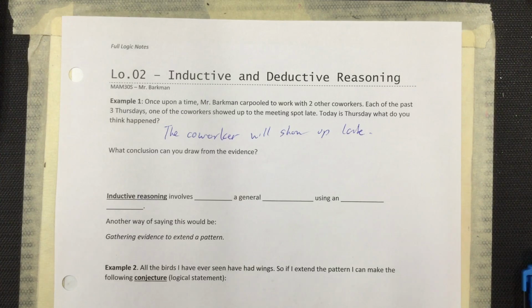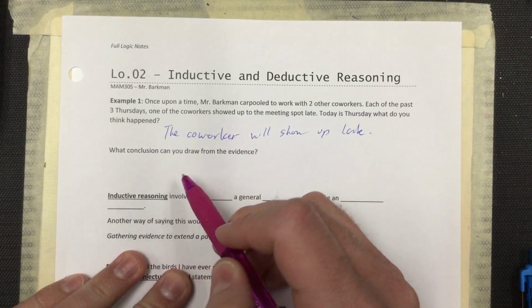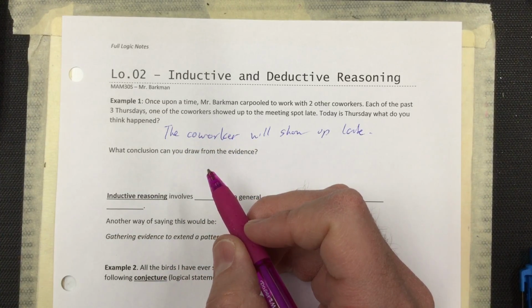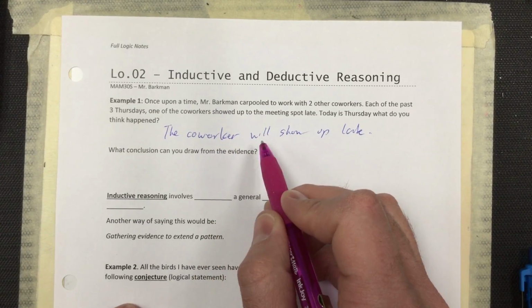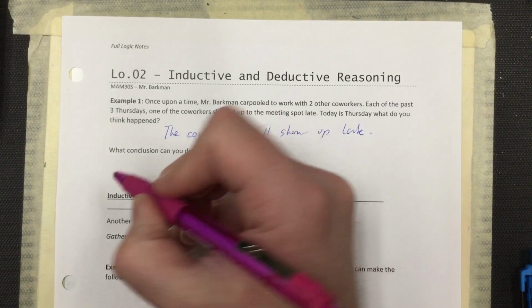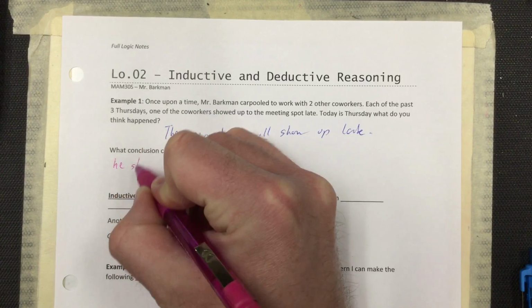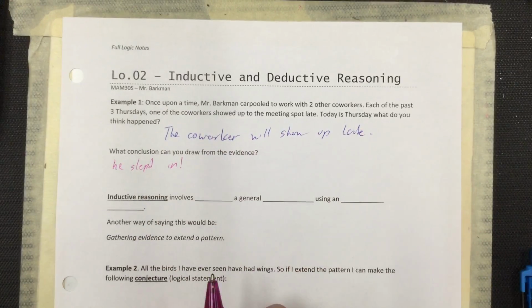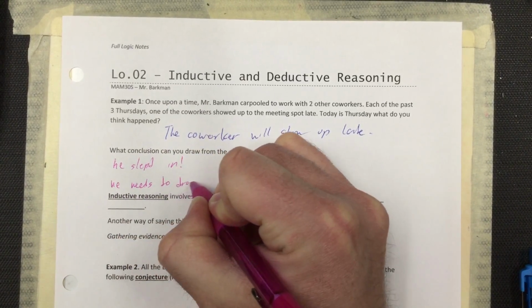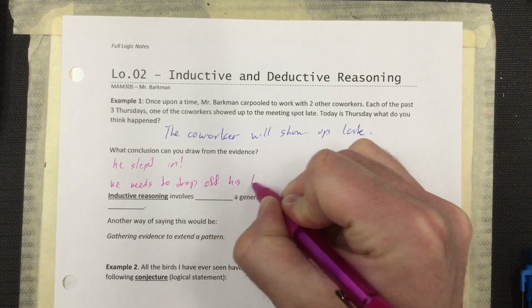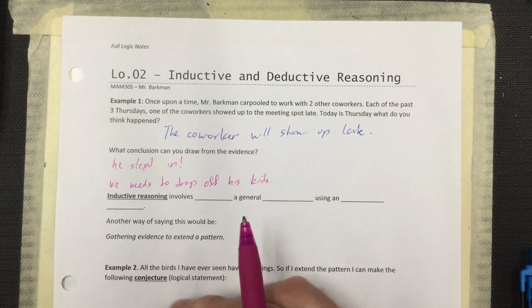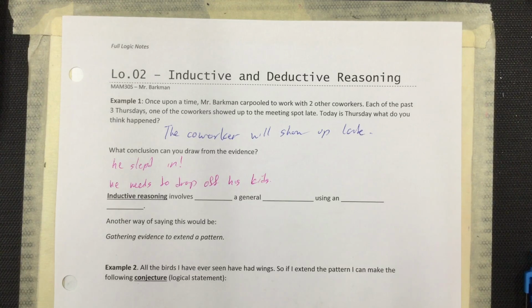Well, there's conclusions that we can draw based on this pattern. Different patterns have different conclusions, not necessarily a certain conclusion, but there's many different conclusions based on this conjecture that we are coming up with. So our conjecture is that the coworker's going to show up late. The conclusion that we're going to come up with is that he slept in. Okay, maybe. Or he needs to drop off his kids on Thursday. Who knows?